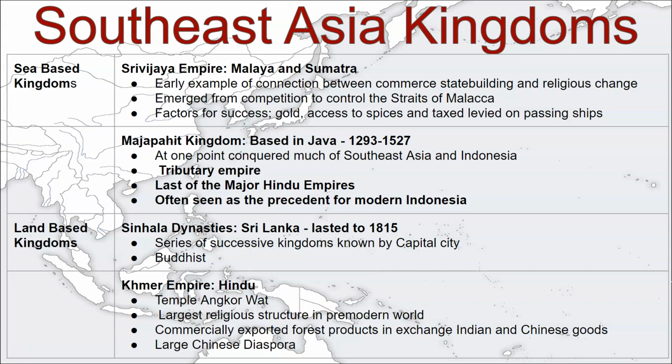You have some that are based on land. Sri Lanka, which is over south of India, the Sinhala dynasties, a series of successive kingdoms known by capital city. And then probably the most famous, at least the ones that people know the most about because of the temple at Angkor Wat, is the Khmer Empire, centered in what is modern-day Cambodia. They built this temple complex of Angkor Wat. It became the largest religious structure of the pre-modern world, or pre-1450.